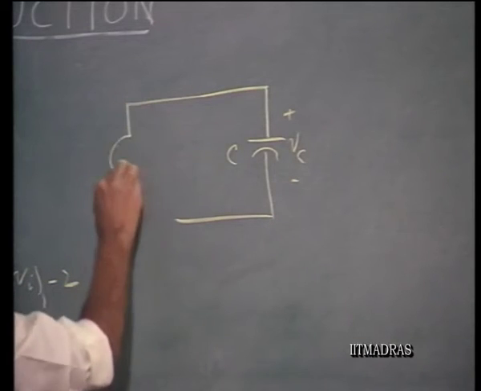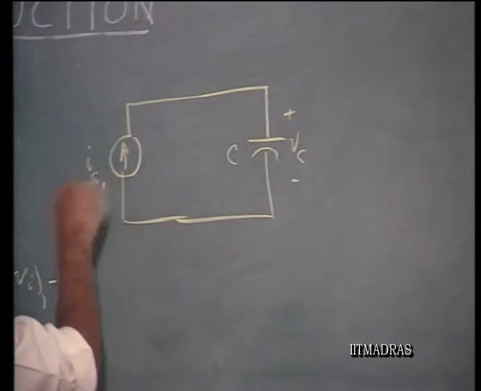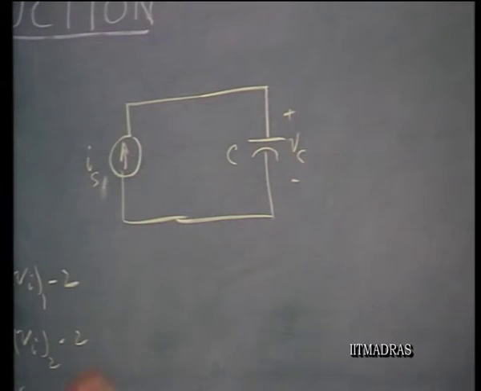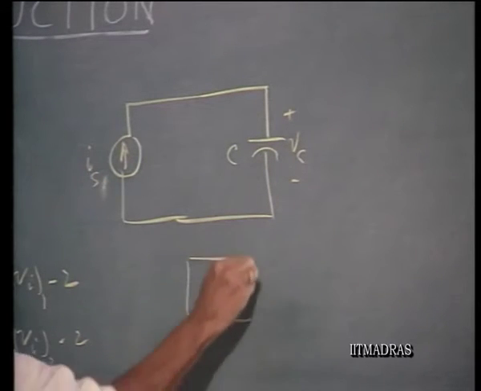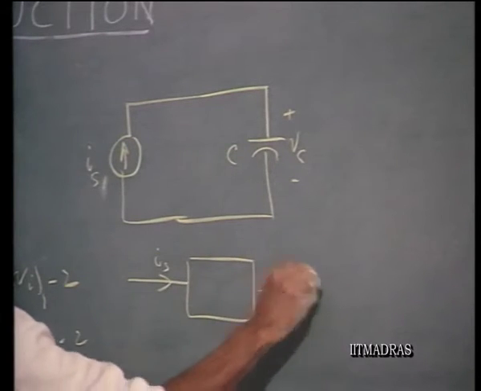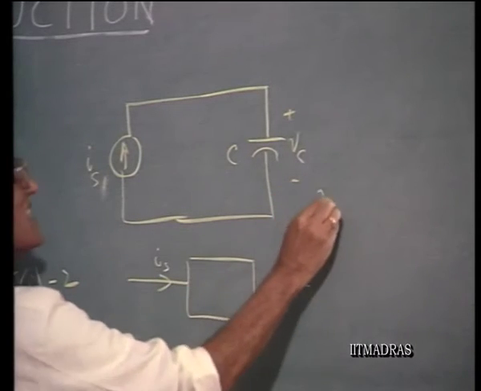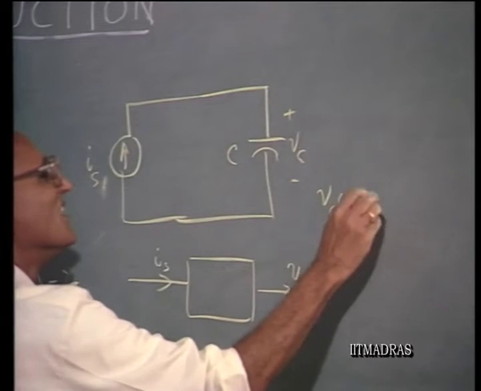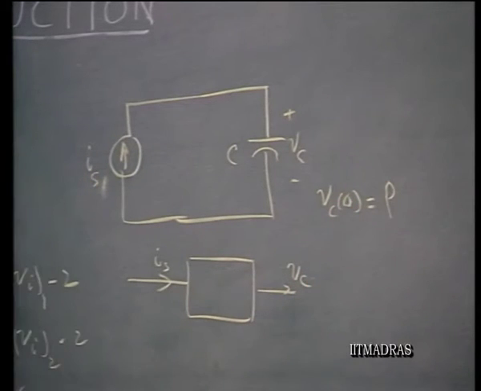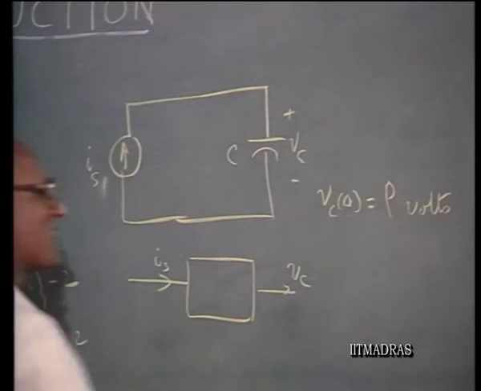and I have a current source as excitation. So I will think of this as a system with Is as the input quantity and Vc as the output quantity. Okay, and let me assume that Vc0 equals some rho volts. That is the initial capacitor voltage is so many volts.